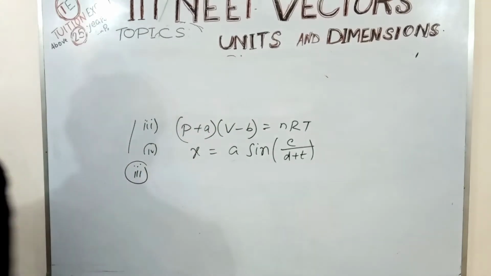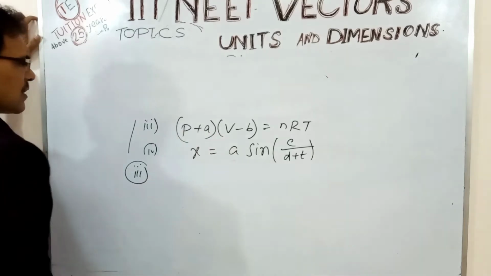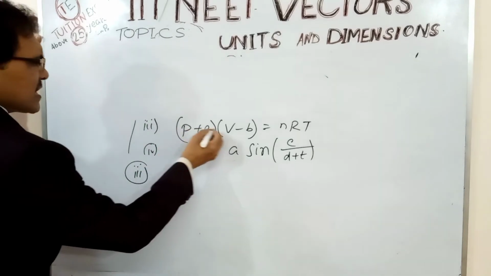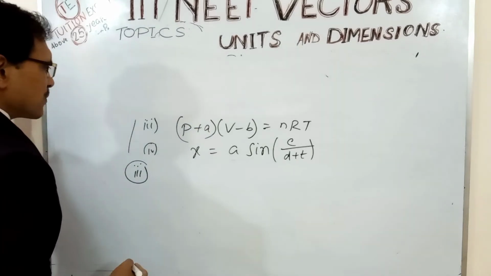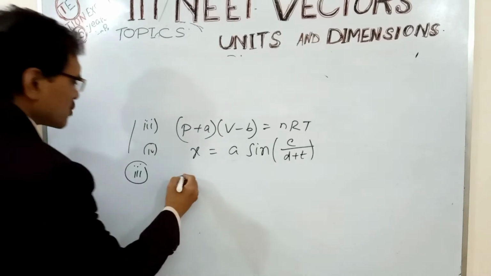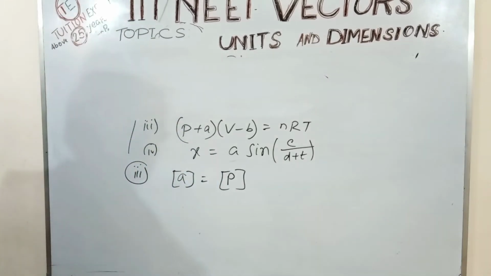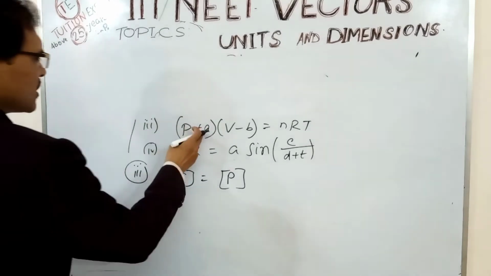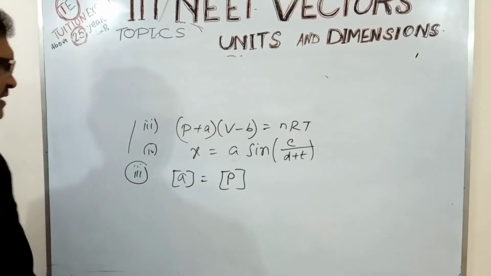Now c b plus a. Third, the dimension of a will be equal to dimension of b. As we know, we can add only quantities having the same dimensions. So the dimension of a must be equal to dimension of b.